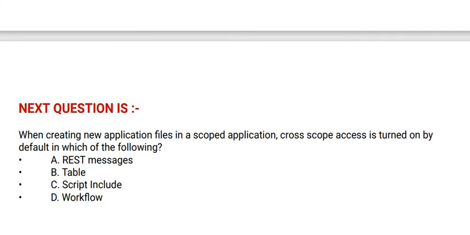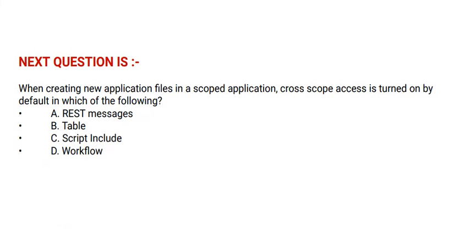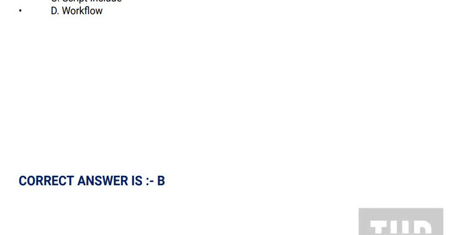Next question is, when creating new application files in a scoped application, cross-scope access is turned on by default in which of the following? Option A. REST message. Option B. Table. Option C. Script include. And option D. Workflow. And the correct answer is option B.